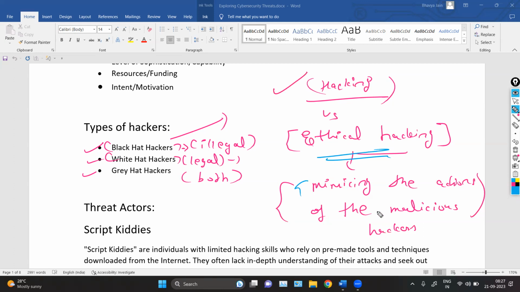Mainly, as an ethical hacker, there's a saying in cybersecurity: you cannot protect your system without attacking. So before protecting, you should know how to attack, right? Let's say you want to protect your device, let's say this one is your system.